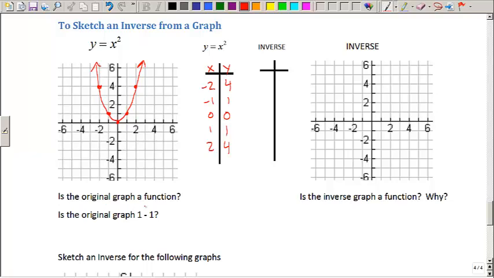Is this original graph a function? Well, yes, it passes the vertical line test. Is this original graph 1 to 1?